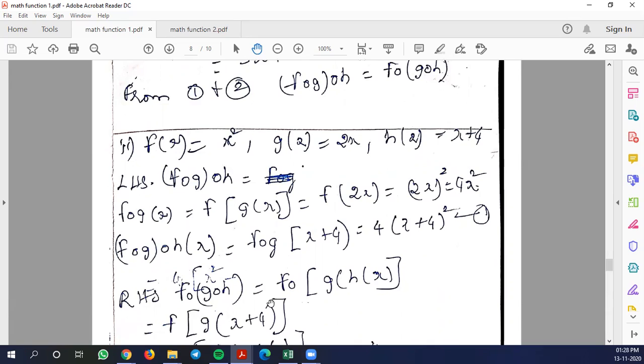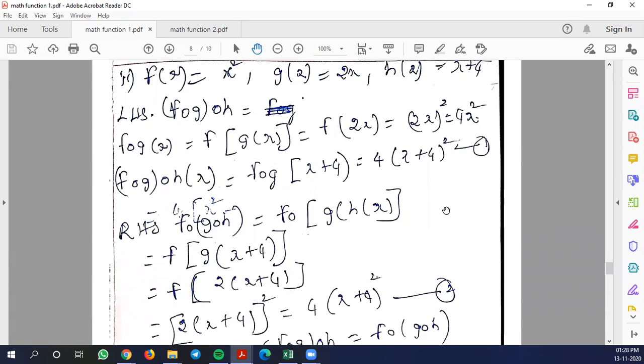Now RHS is f of g of h of x. First we find g of h of x. What is h of x? x plus 4. Now what is g of x? 2x. So 2 into, here this is x plus 4, so 2 into x plus 4. What is f of x? It is x square. So now this whole thing is x, so 2 into x plus 4 the whole square. 2 twos are 4, x plus 4 the whole square. Both are same.